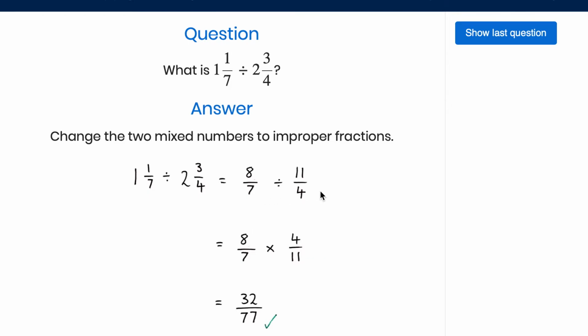11/4. Flipping the second fraction and multiplying, this becomes 8/7 times 4/11, which when we multiply these two together, we get 8 times 4 equals 32, over 7 times 11, which is 77, and that is our final answer of 32/77.